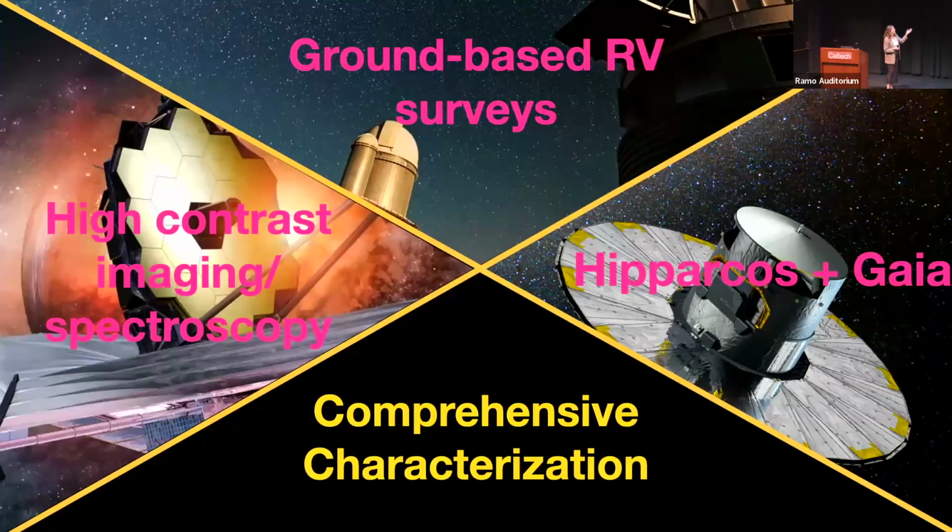And then the high contrast imaging and spectroscopy component, and this is across many ground and space-based instruments. I'm showing JWST here, but it's not just JWST. There are lots of ground-based telescopes that are doing this as well. And I think Roman's also going to come into this in the near future and be very powerful.